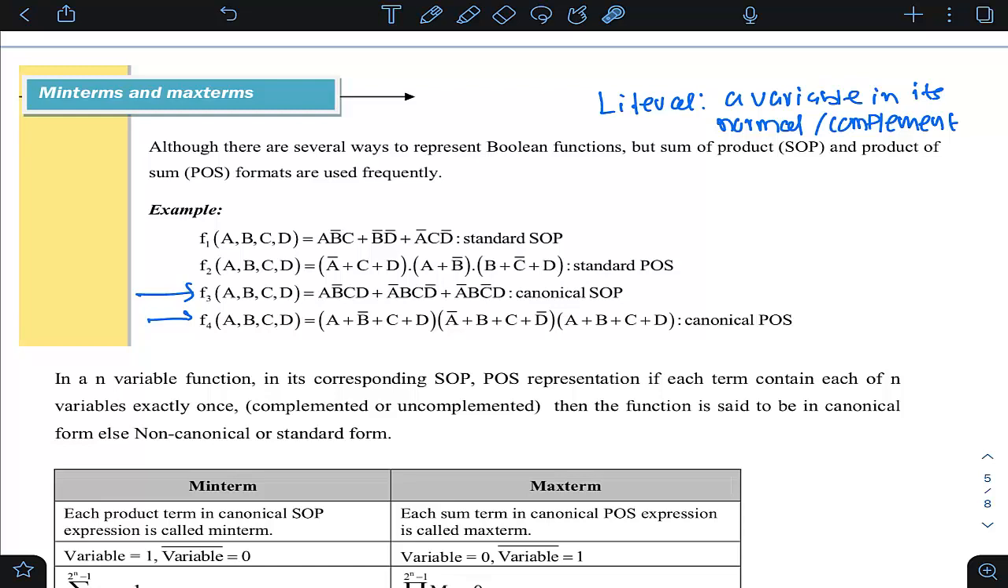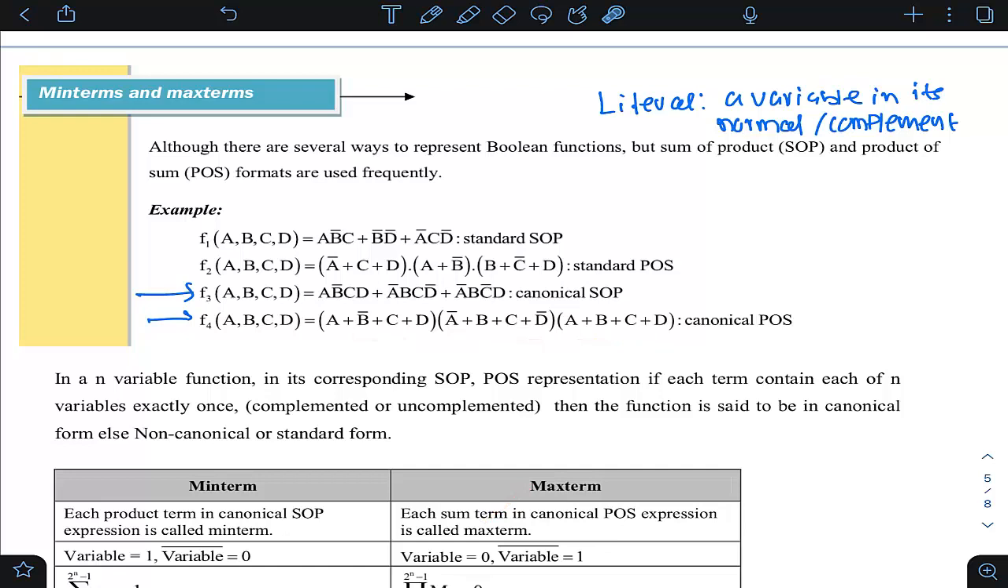An individual term in a canonical SOP is known as a minterm. So we have three minterms here: this minterm, this minterm, this minterm. And an individual term in a canonical POS is known as a maxterm. So each product term in canonical SOP is called a minterm, so every term is a minterm. Similarly, each sum term in canonical POS is known as a maxterm.